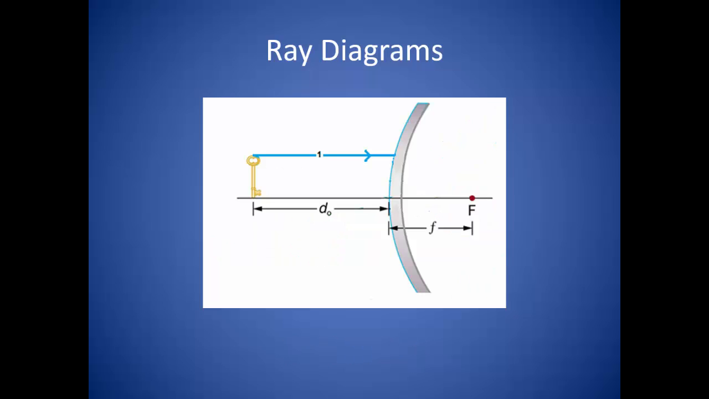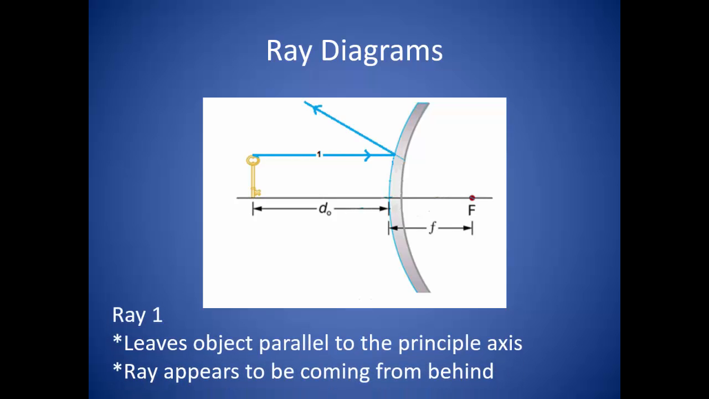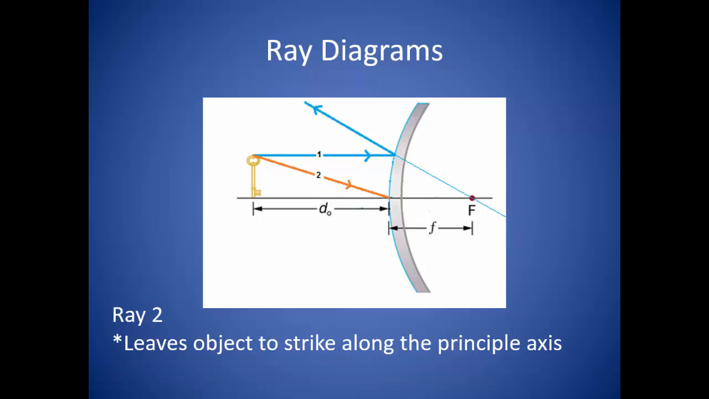The analysis we did for concave mirrors can also be used for convex mirrors. The first ray we draw parallel to the principal axis. This ray will reflect back at an outward angle. If you were looking into the mirror, it would appear that the ray was coming from behind the mirror. The second ray leaves the object and reflects off the mirror along the principal axis. The ray again reflects in a way that appears to come from behind the mirror.